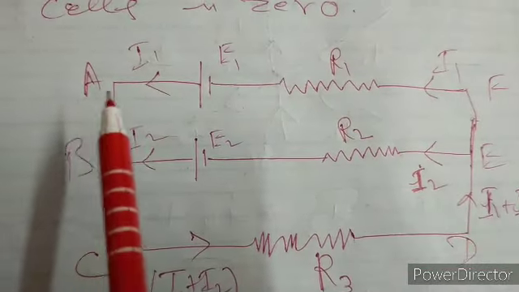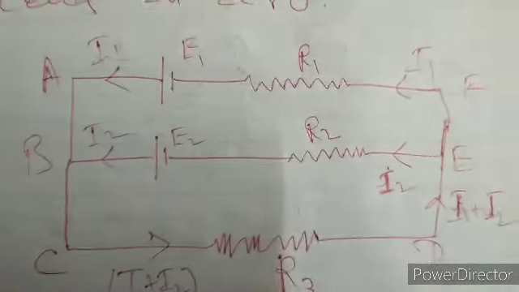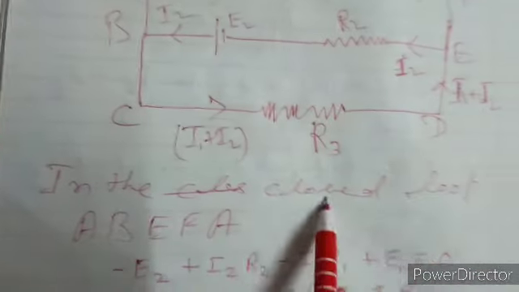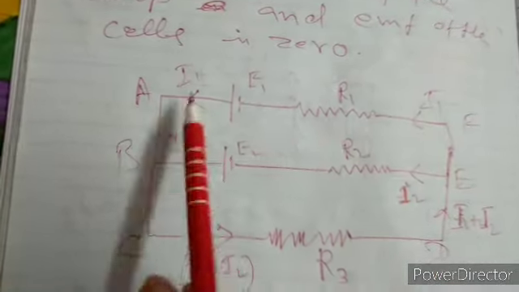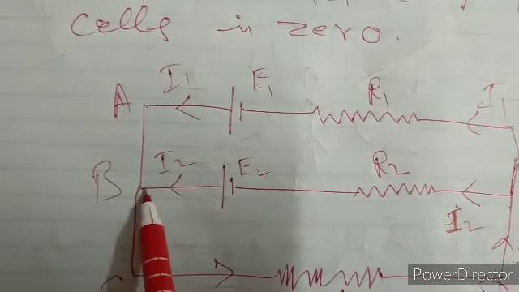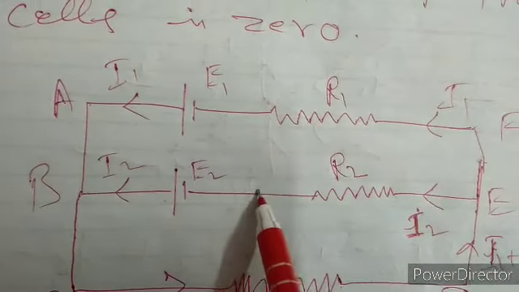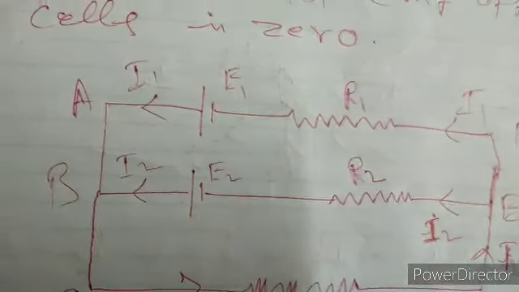Okay, now consider one loop A, B, E, F, A. This is a loop. You can consider any closed loop. We are considering the closed loop A, B, E, F, A. Now what you have to do, you will start from somewhere. Suppose at the point A, or at the point B, or at the point E, or at the point F, or anywhere.